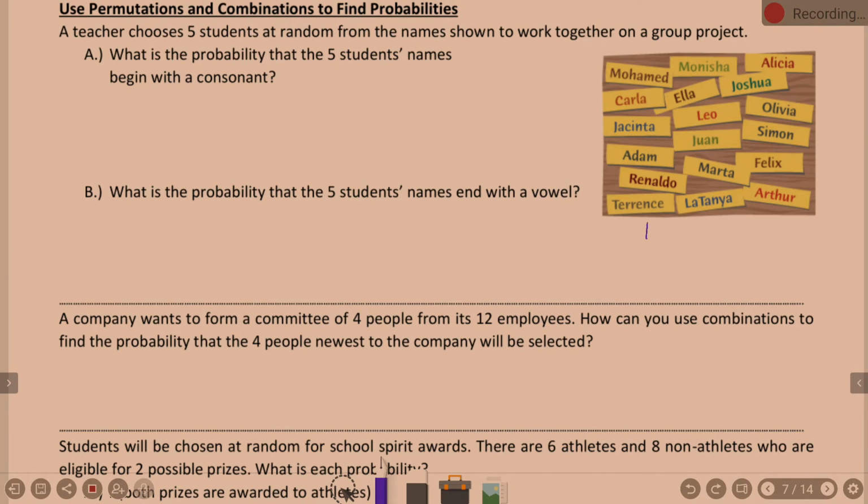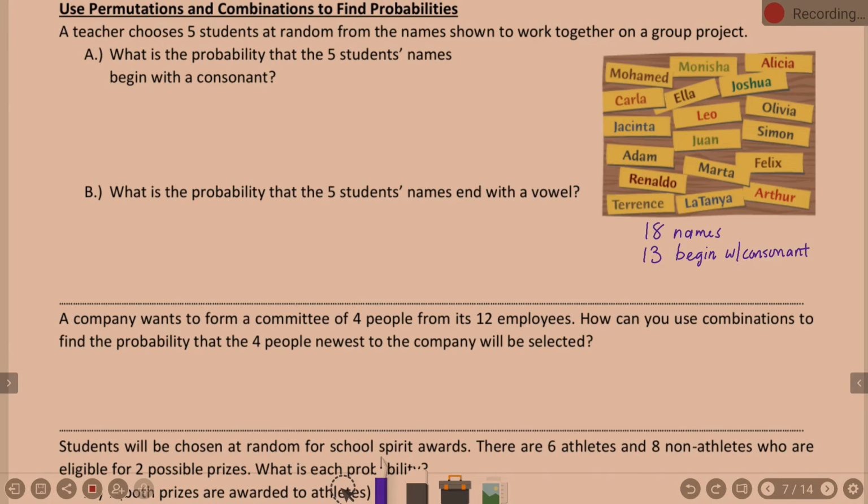That's what I have. Okay, there's 18 names. Obviously, we're going to have to know how many begin with a consonant, since that's what we're talking about finding the probability of. Okay, so 13 begin with a consonant. We'll worry about B in a moment.